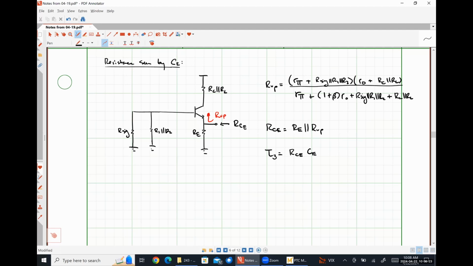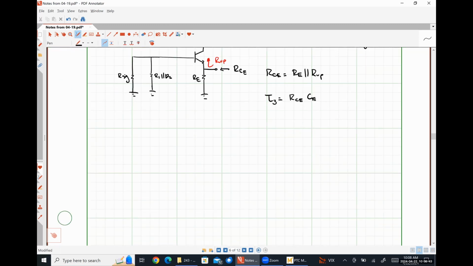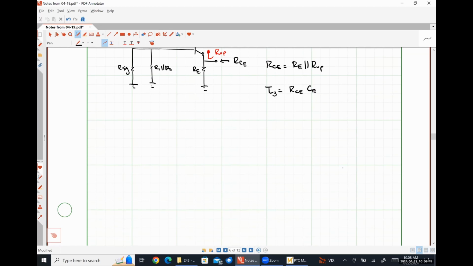So let's look now at high frequency response of a common emitter amplifier. And in some ways, this is actually going to be easier. We're not going to have to make any approximations whatsoever. We can get a direct result. But in other ways, it's going to be a bit of a pain in the butt, which kind of makes sense because you're dealing with a class with me.